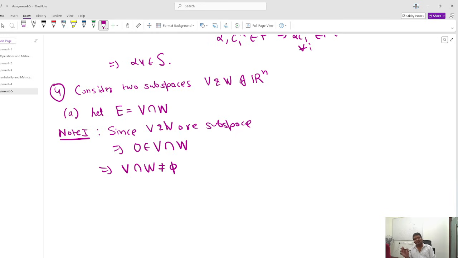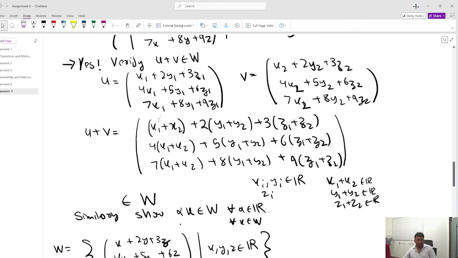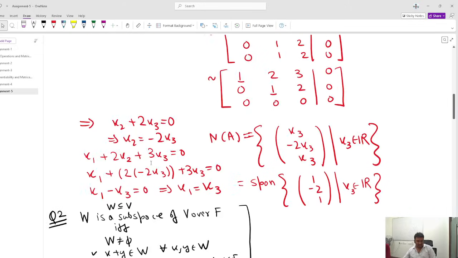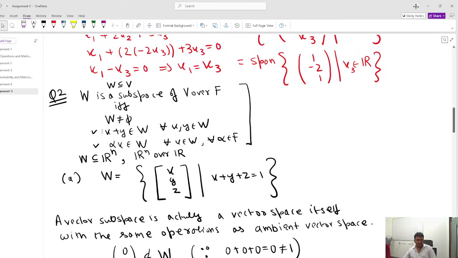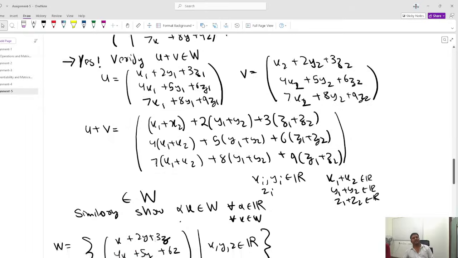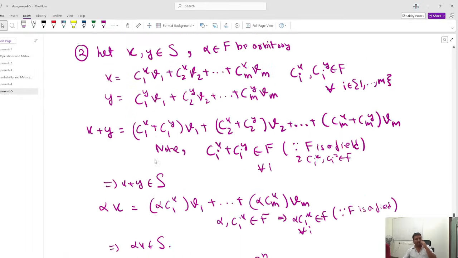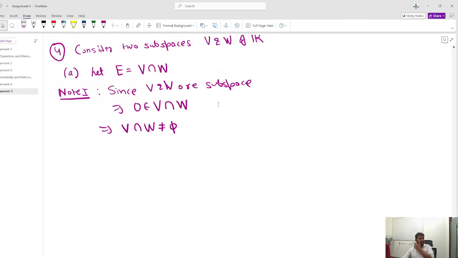You have to see, if you have to check a subspace, you have to check these properties. You remember? Just where I have written the result. Just these three things you have to check: closure under addition, closure under scalar multiplication, and that the thing should be non-empty. Okay, so E is non-empty. Okay, good.